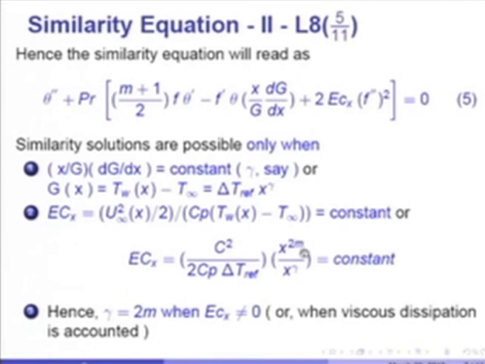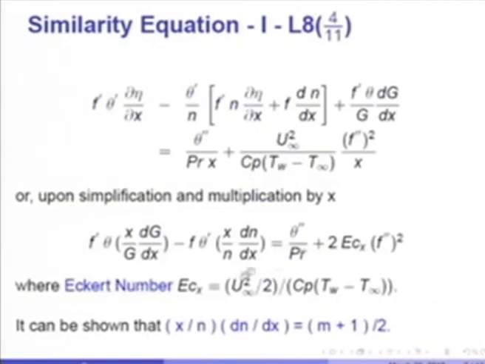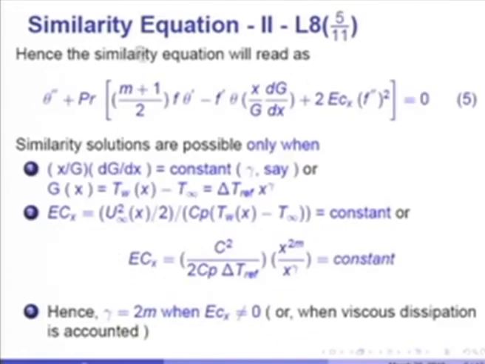I have transferred all terms to the right hand side and multiplied through by the Prandtl number. Then you will see our equation becomes theta double prime plus Prandtl into (m plus 1) by 2 f theta dash, minus f dash theta times x d by g dg by dx, which is the wall temperature variation function, plus 2 E C x f double prime square equal to 0.